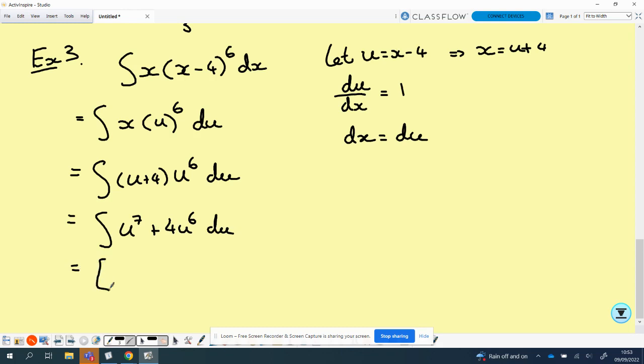Integrate it now. U to the power 7 becomes u to the power 8 over 8 plus 4 u to the power 7 over 7 plus c.